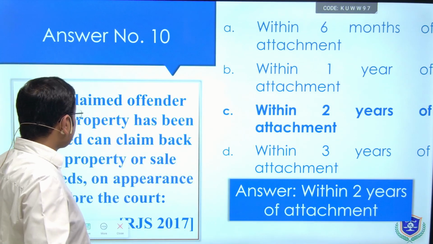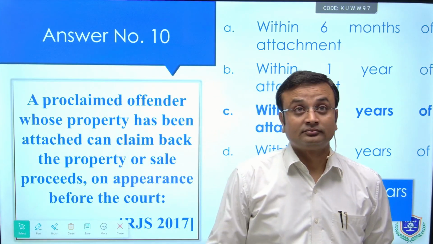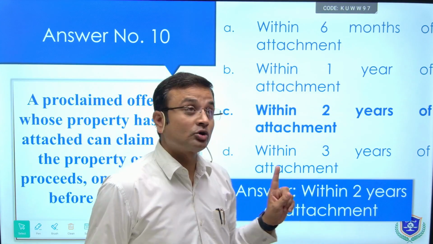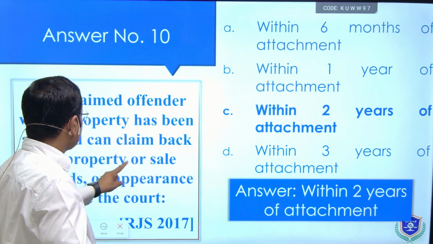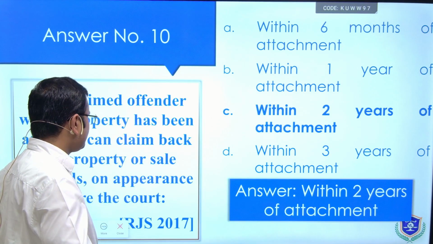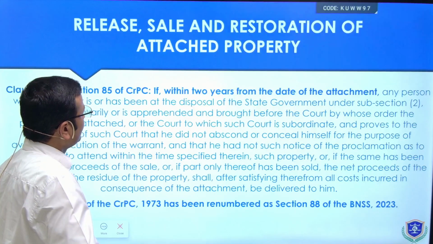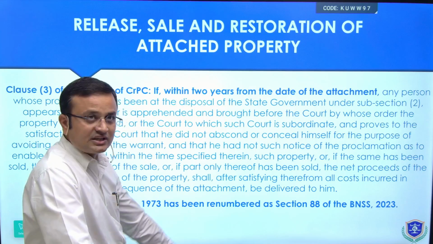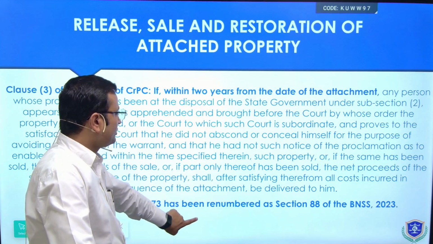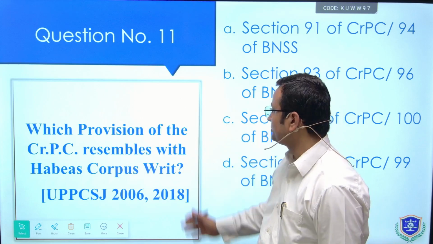Now, see the difference. A proclaimed offender, this is not a case of attachment. Proclaimed offender whose property has been attached can claim back the property or sale proceeds on appearance before the court within 2 years. Where is it given? Again it is given in clause 3 of section 85, which has now become section 88 of BNSS. Let us see the next question, that is question number 11.